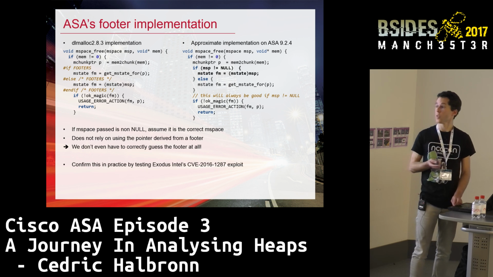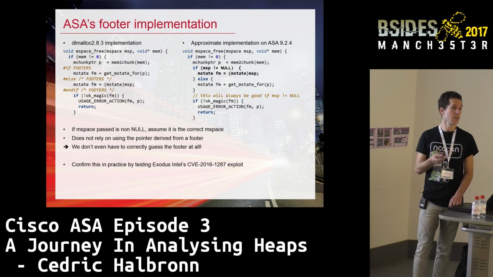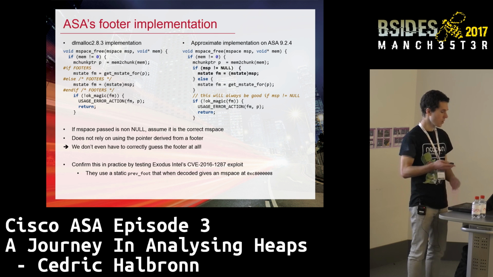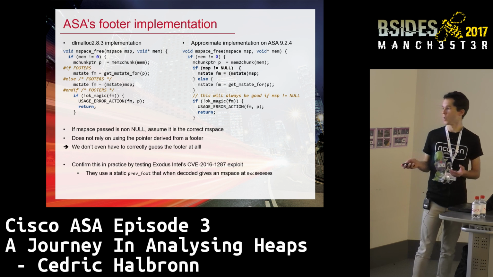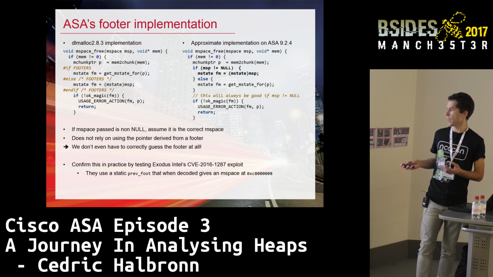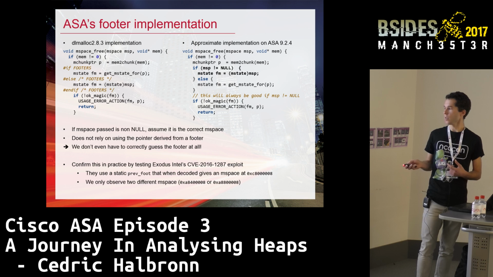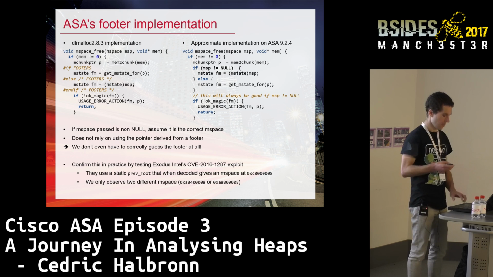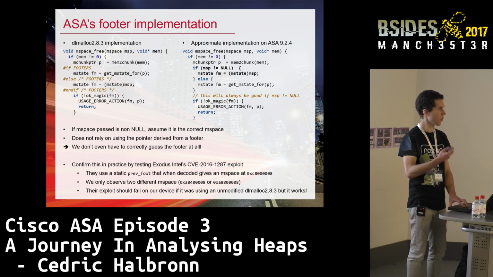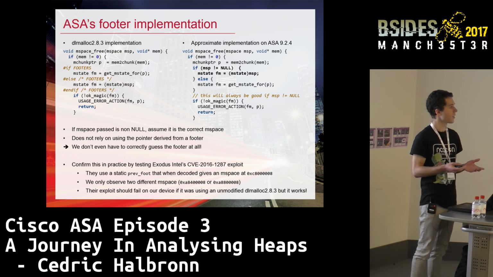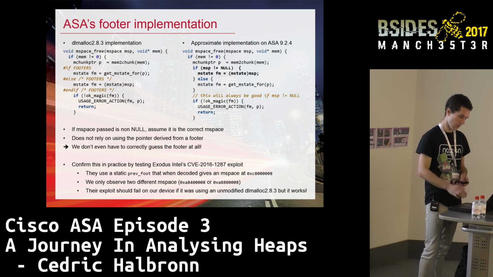So, interestingly, you can confirm that by using their ikey exploit that they released, because they use a static prefoot that when you decode it, it gives an mspace address at this C8 address. But in our case, we didn't have an mspace at this address. We only encountered two different addresses. But if you try their exploits on your ASA, it still worked, because they don't check the actual magic.